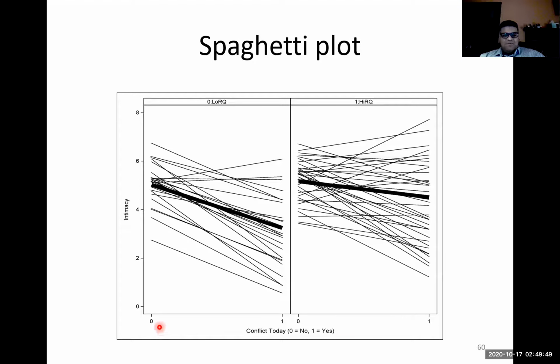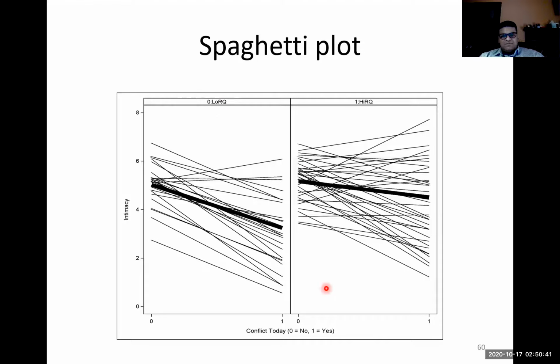What it's indicating is, for the typical woman in a low quality relationship, what happens when you go from a no conflict day to a conflict day? What happens to intimacy? We can see that it goes down some amount. Maybe it's about 2 units. It's hard to tell exactly from this, but it goes down some amount when you go from a no conflict day to a conflict day. And this represents a within person effect. It's the typical within person effect for the low relationship quality group.